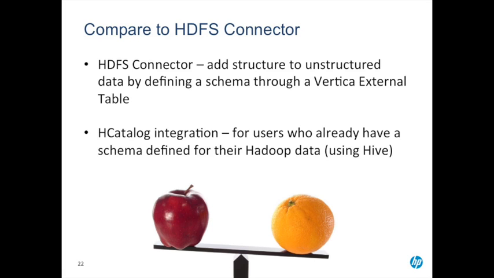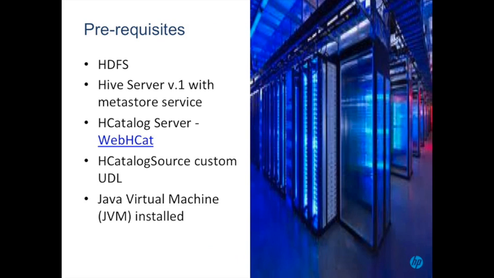So a couple of things that you need to be aware of. If you are going to use this, you need to have the following things running before linking the H catalog schema to Vertica. So we're talking about obviously having HDFS running, your Hive server, your H catalog server, which is WebHCat, your H catalog source, and your Java virtual machine needs to be installed. So these are the things that you need to think about before you start making these connections for the system.